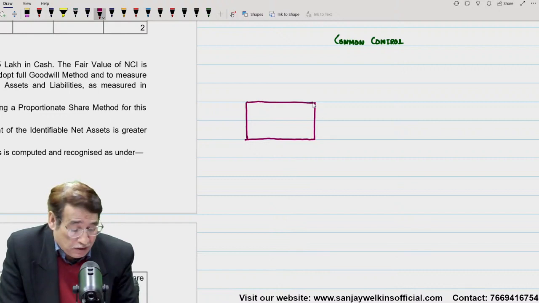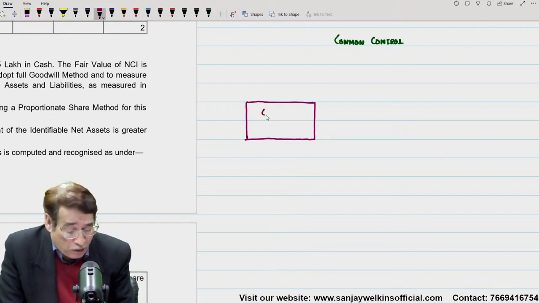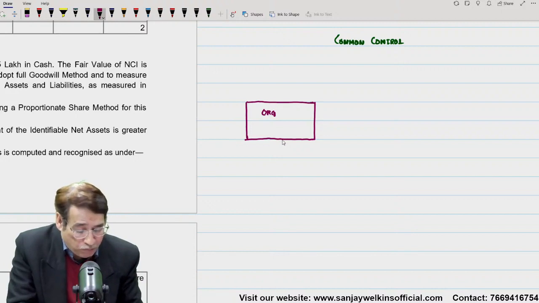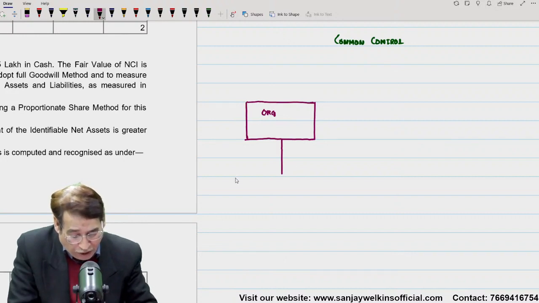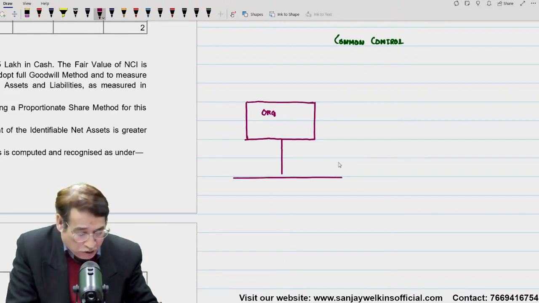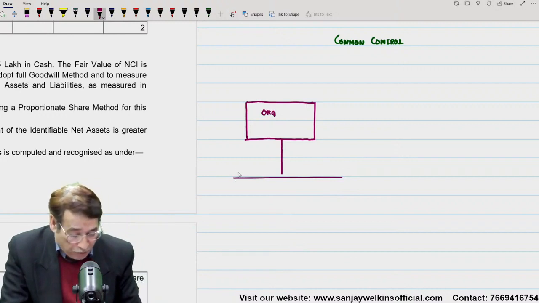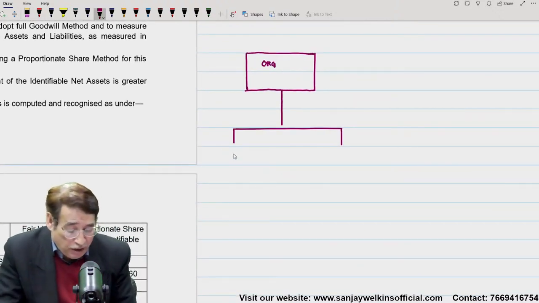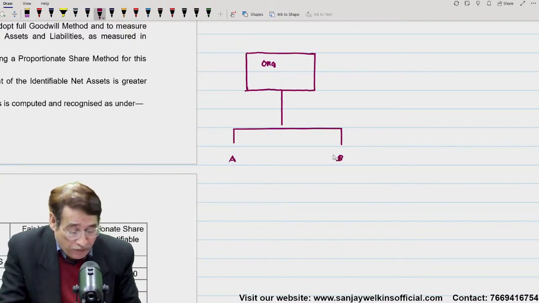We presume that this is a very big organization, and we further presume that this organization has got two separate divisions, because it's a very big organization. We further presume that there is division A and there is division B also. This is a big organization, and this organization has got two divisions.